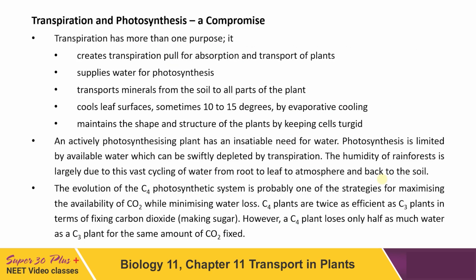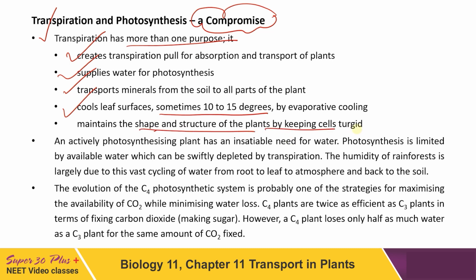Now we have to compare transpiration and photosynthesis. Very interesting one. A compromise is there in between. Transpiration has more than one purpose. It creates transpiration pull, because of which ascent of sap will be there. It supplies water for photosynthesis. It transports minerals from soil to all parts of the plant. A cooling effect is there, sometimes 10 to 15 degrees temperature will go down. And it maintains the shape and turgidity of the cell, keeping the cell turgid.